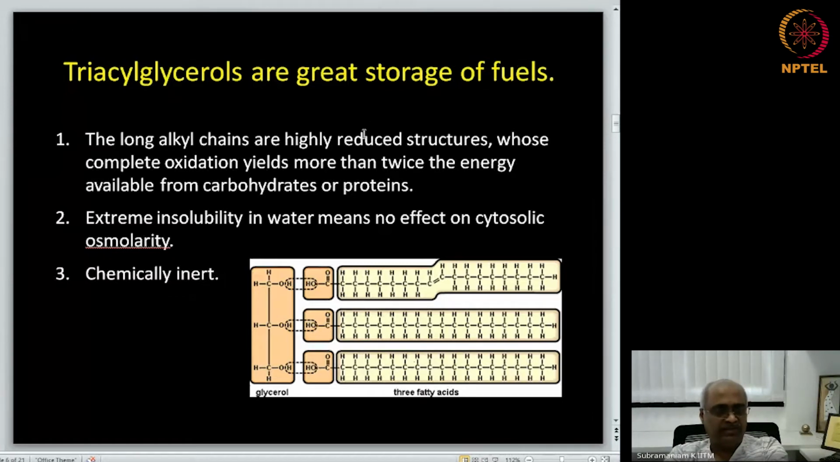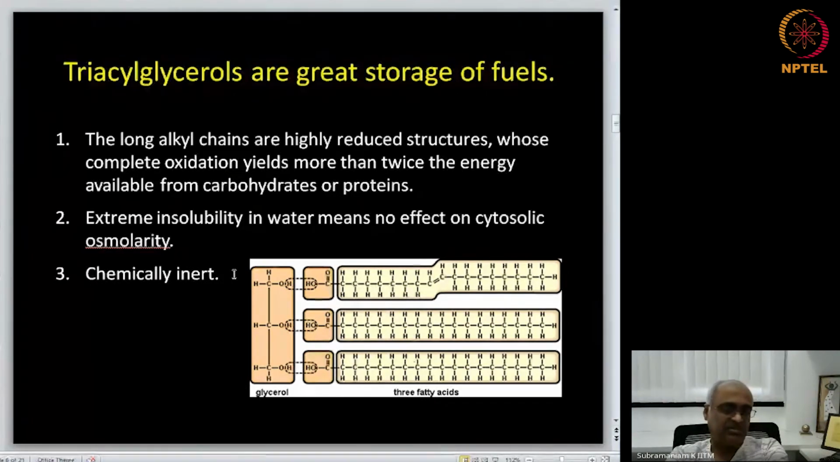So that is one thing. And second, because they are insoluble, they don't contribute to osmolarity. Their presence in the cytoplasm is not going to make water enter into the cell and swell up the cells. That's what will happen if you have glucose or amino acids present in the cytoplasm. So that problem is not there when you have the triacylglycerol way of storing. And third, they are chemically inert.